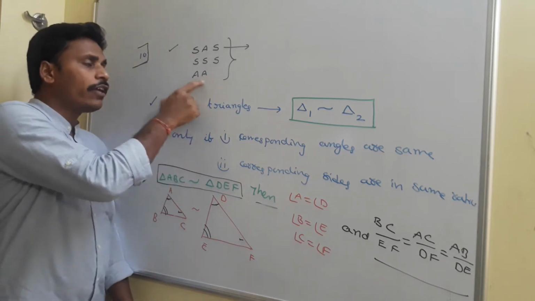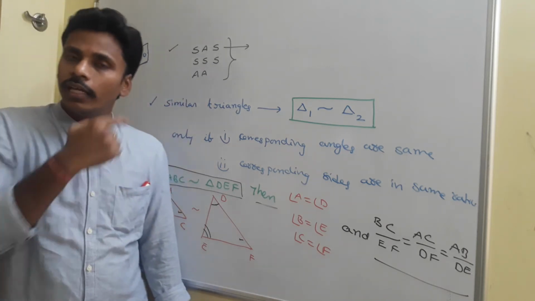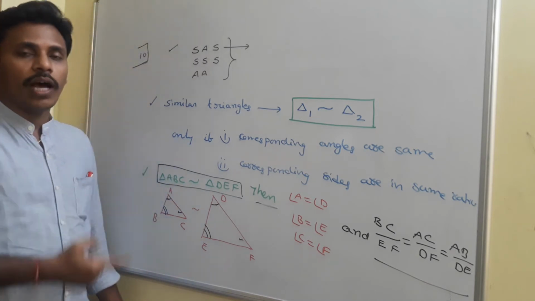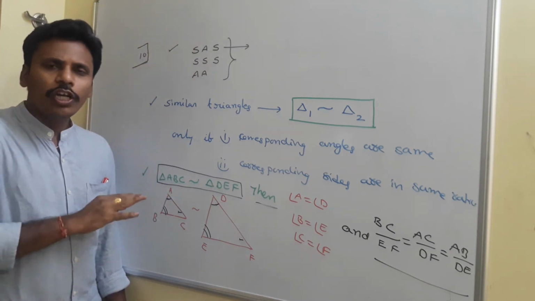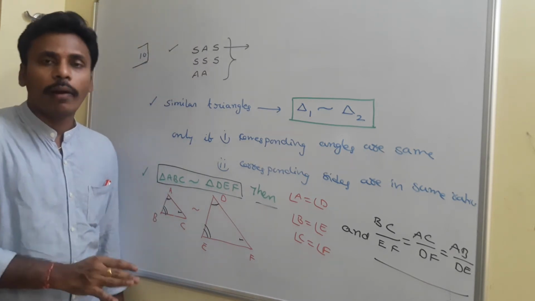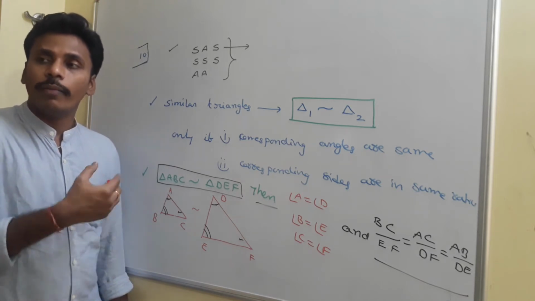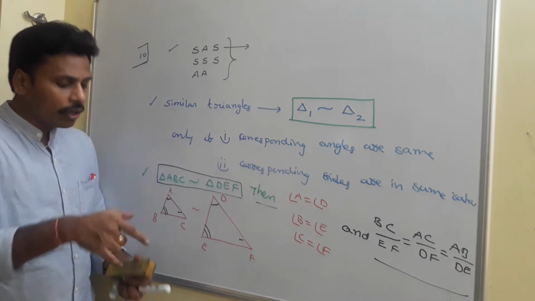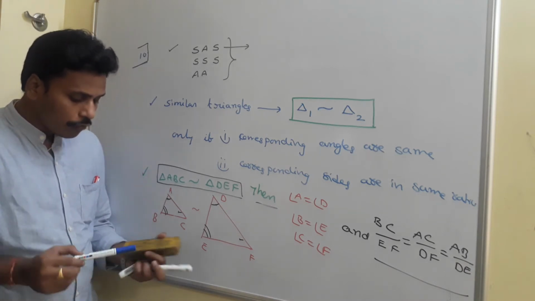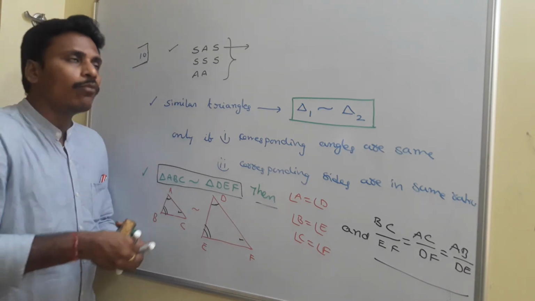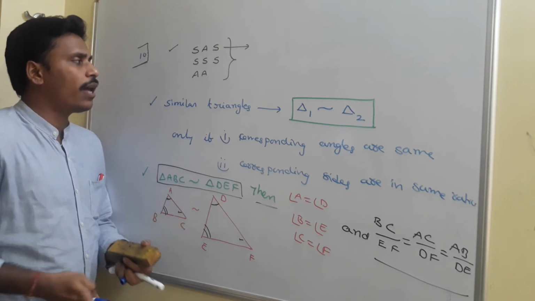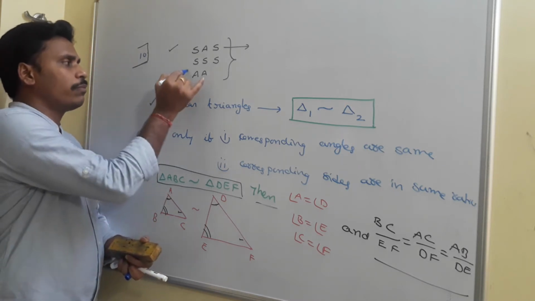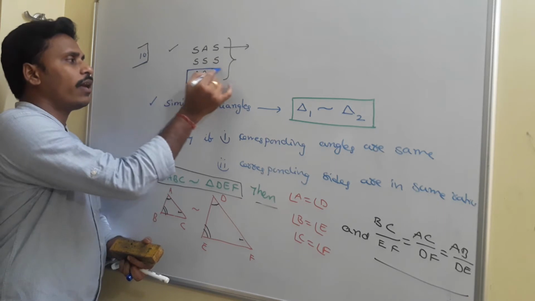Suppose if 2 angles of the first triangle are equal to the 2 angles of the other triangle, then there is no need to check the sides. Automatically the sides will also maintain the same ratio, and then we declare them as similar. So among all these things, in most cases we move with this AA similarity criteria because it is very simple.